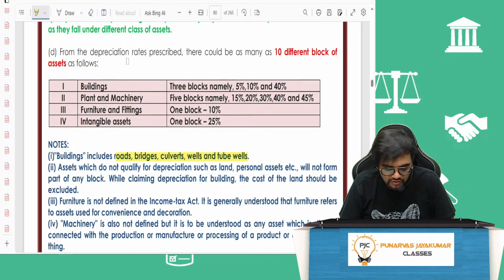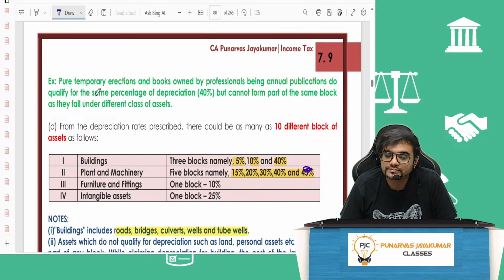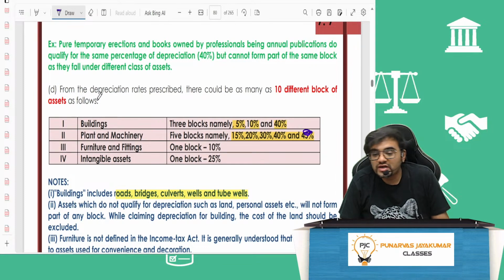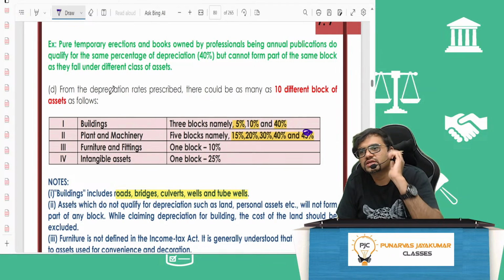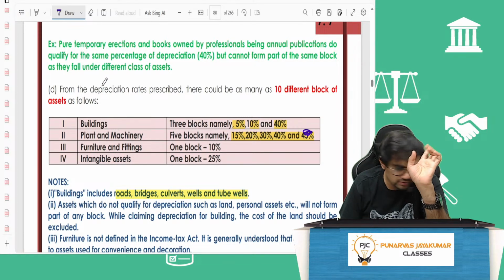Depreciation is very important concept, right? So blocks, 3 blocks in building, 5% block, 10% block, 40% block in building only. 5 is for residential, 10 is for normal, 40 is for temporary structures. Plant and machinery, there are 5 blocks, 15, 20, 30, 40, 45. In that 45 you leave, guys, it's fine. No longer that. 15, 20, 30, 40. 20 is for ships. Furniture fitting only one block. Everything comes under that 10%. Intangible only one block, 25%.